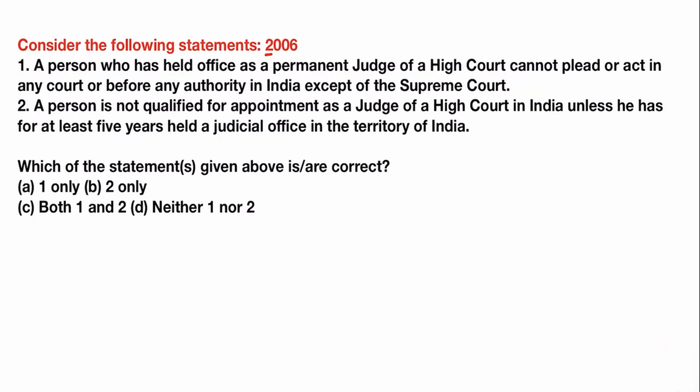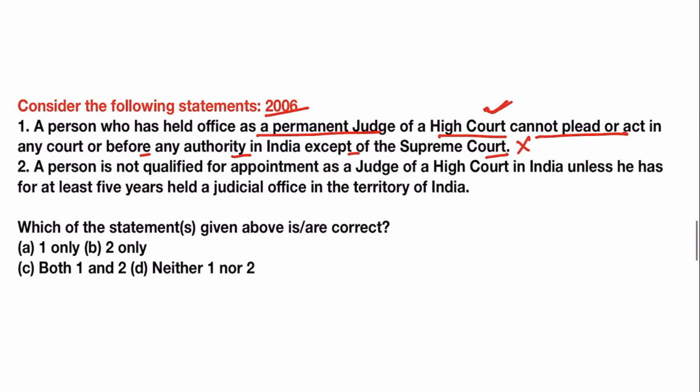Next, asked in 2006. Consider the following statements. A person who has held office as a permanent judge of a High Court cannot plead or act in any court or before any authority in India except of the Supreme Court. Again, a repeated question. He can plead in other High Courts in which he was not a judge. So this statement is not correct. A person is not qualified for the appointment as a judge of a High Court in India unless he has for at least 5 years held a judicial office in the territory of India. Article 217 says that at least 10 years is required. So this statement is also not correct. Answer will be neither 1 nor 2.